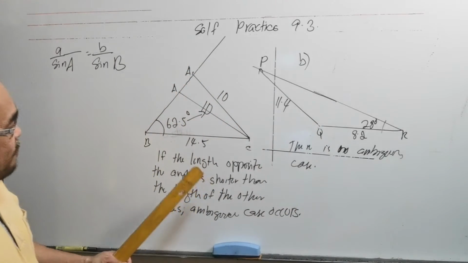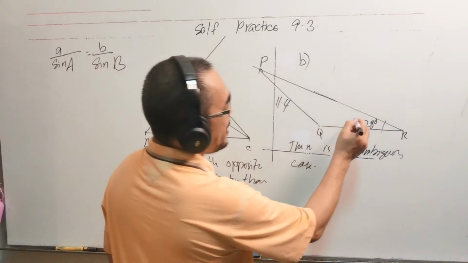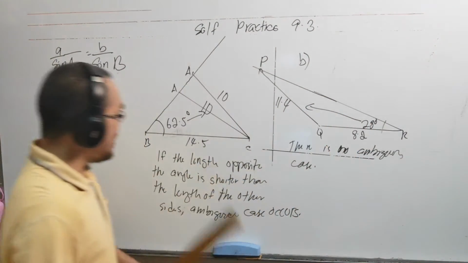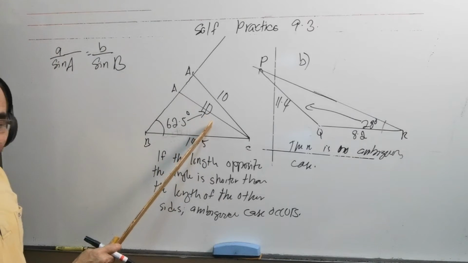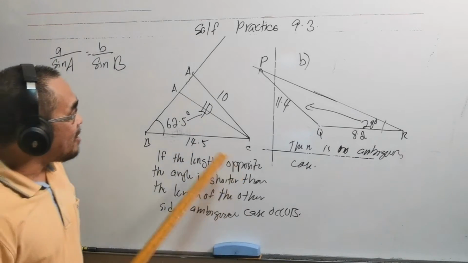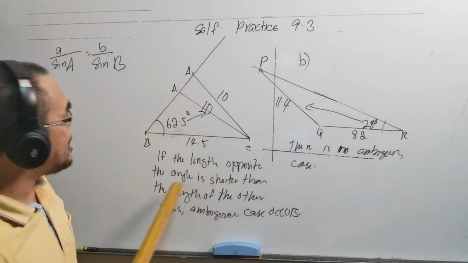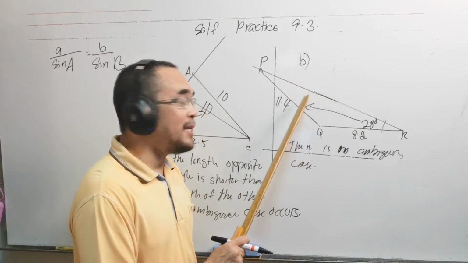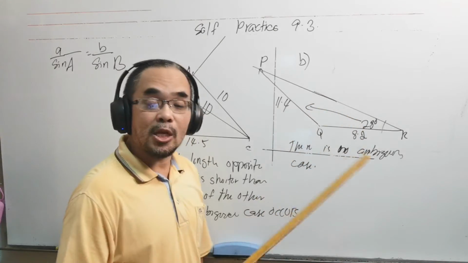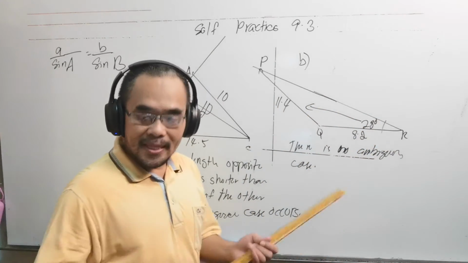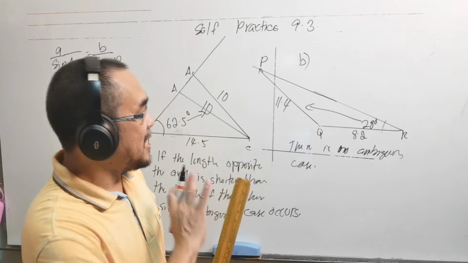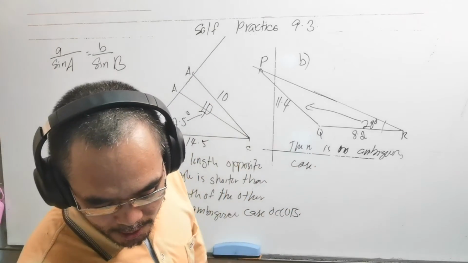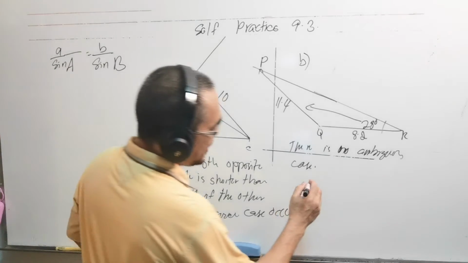And according to the formula here, you look at the one in front of this, which is longer than this side. The ambiguous case will occur if the line opposite the angle is shorter, but this one is longer. So if the side opposite the angle is longer than this side, then ambiguous case does not occur. Okay? Right. So let's continue with question number 2.